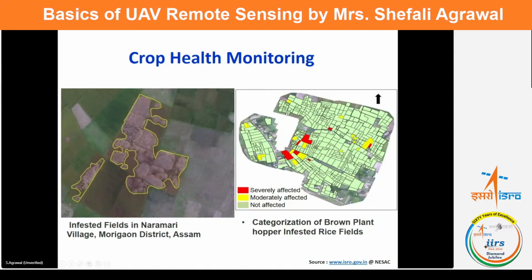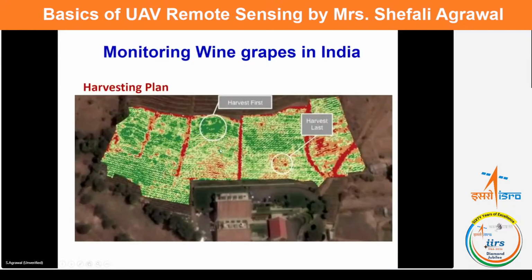From a space-based platform, the small fields will be missed out. You can see the red sides are the rice fields severely affected by the brown plant hopper. Accordingly, the spray can be done only in these small affected areas, whereas this cannot be captured with space-based observations.